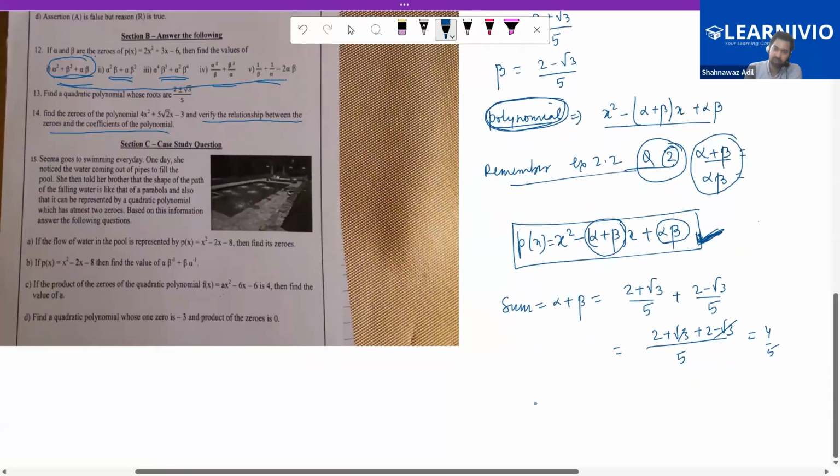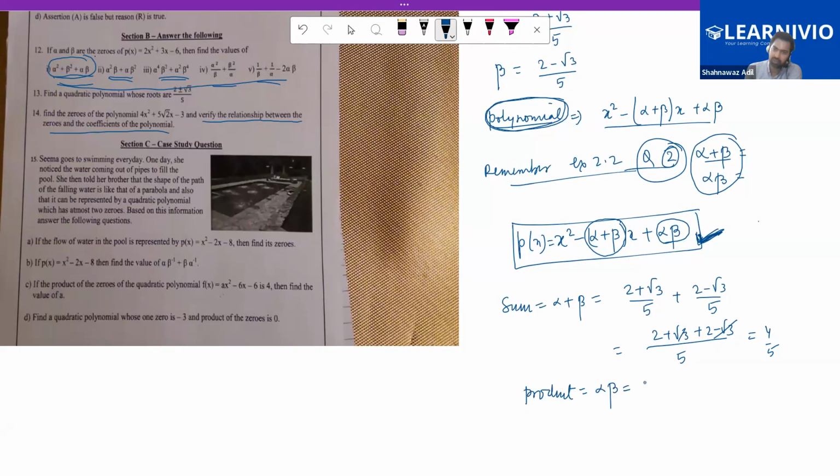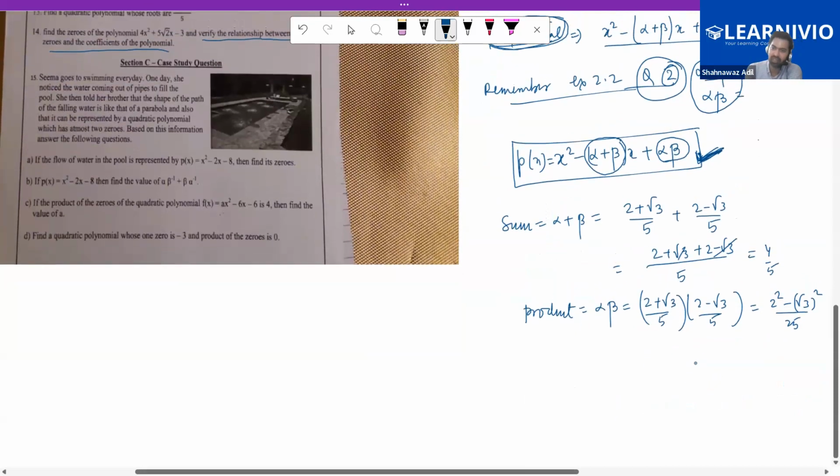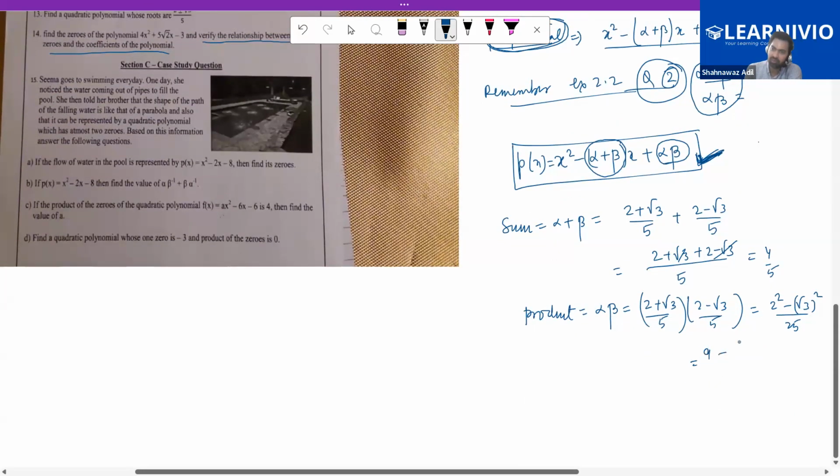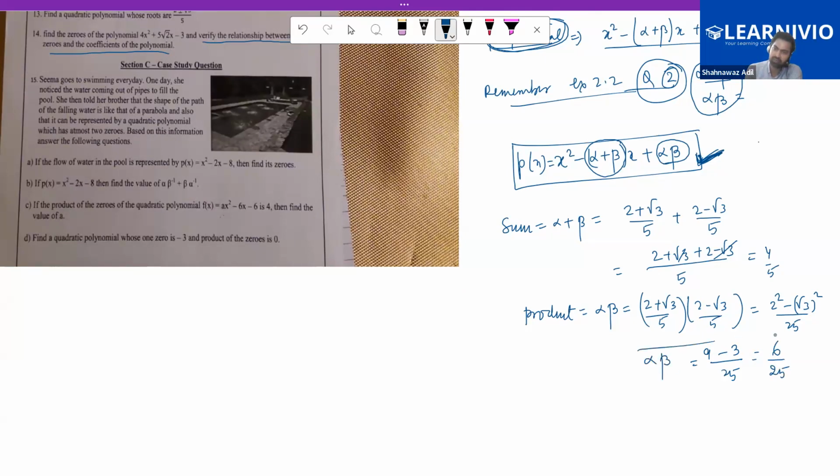Now we have to calculate the product. Product is alpha into beta. So 2 plus root 3 by 5 and 2 minus root 3 by 5. So this is a plus b, a minus b: 2 square minus root 3 square, and this is 5 into 5, 25. So we have 2 square, that is 4, minus root 3 square is 3. So 4 minus 3 by 25. This is the product. Clear?